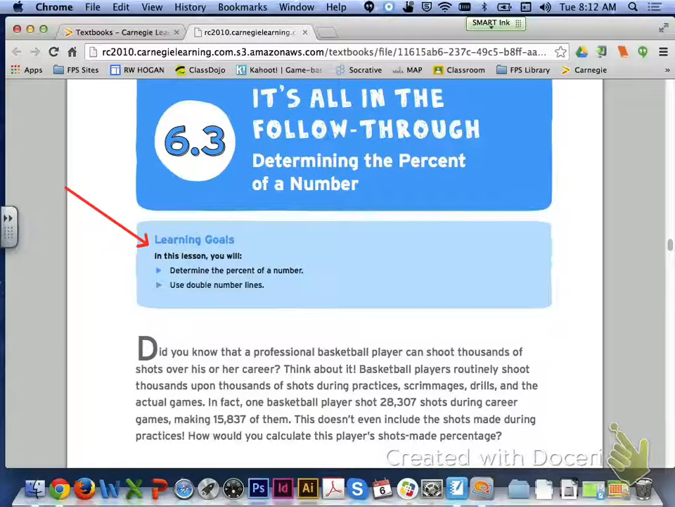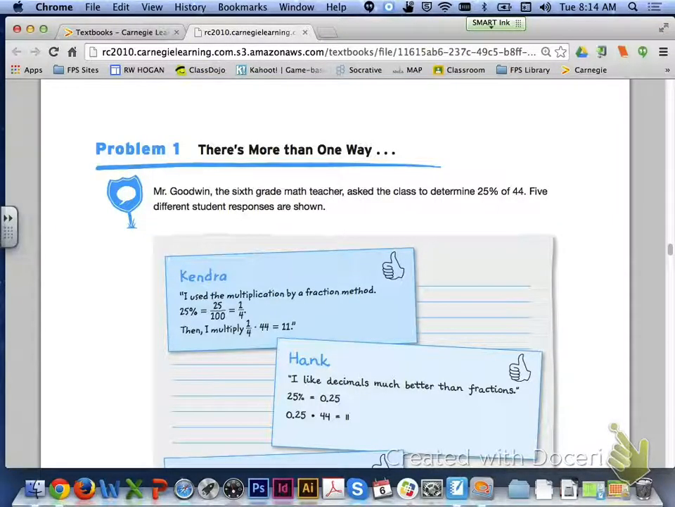Hi class, in lesson 6.3 we will be determining the percent of a number. The learning targets for 6.3 are determining the percent of a number and using double number lines. Let's take a look at problem 1 on page 418.